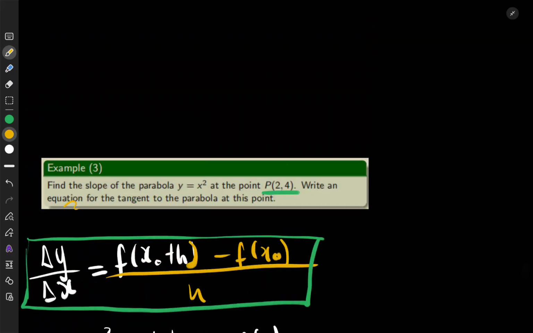The question was to find the equation of the tangent at this point. Remember, to find the equation of the tangent, you need the slope, which you get from the instantaneous rate we just got, and you will need a point which you're passing, and they've given you the point. It's point P, which is (2, 4).